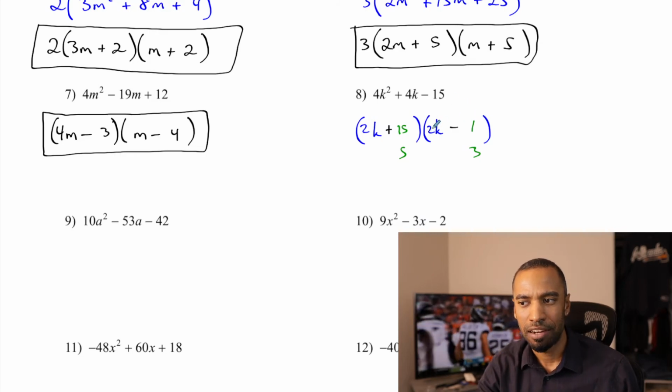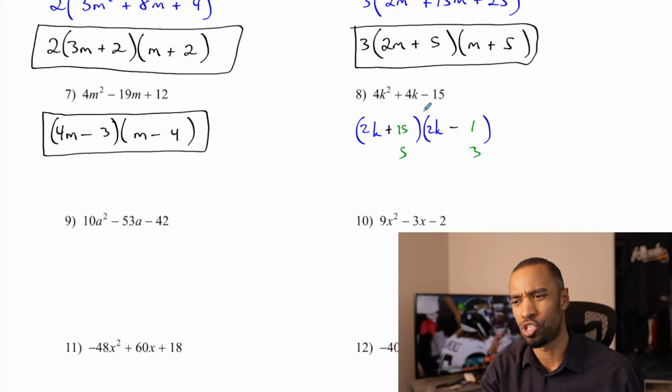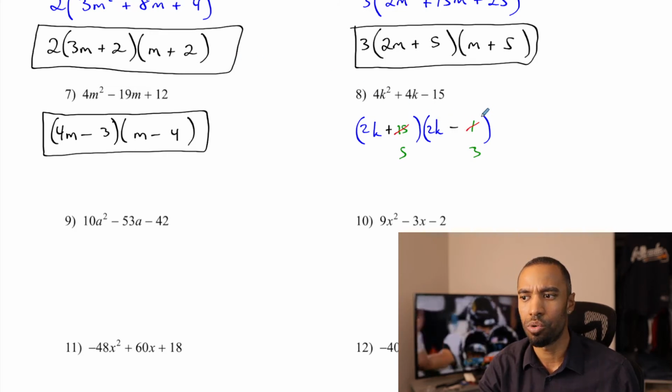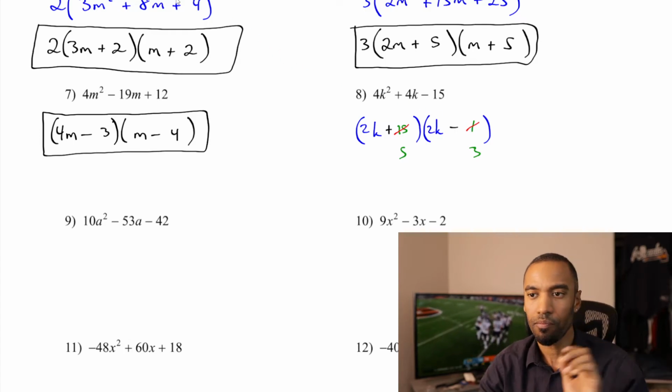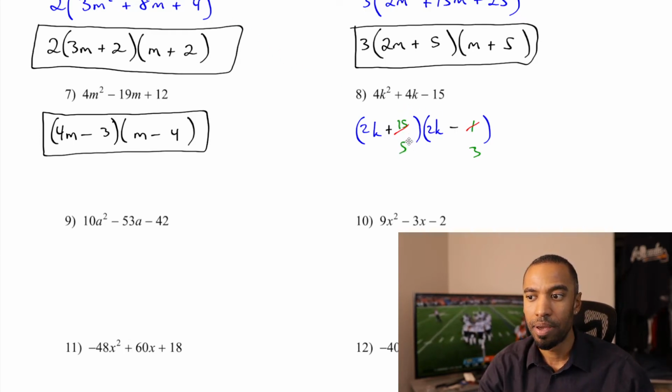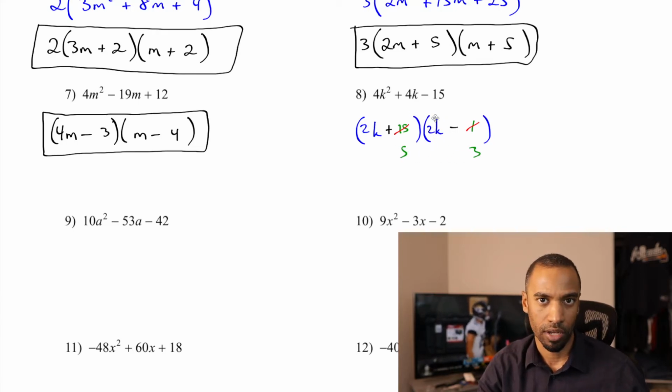2 times negative 1 is negative 2. 2 times 15 is 30. 30 minus 2 is 28. Way too big. It wasn't going to be this. So there was really only one thing I was going to bother trying to test first, and that was 5 and 3. Now, this might not be the answer because I might have to switch the signs, but I do know that if it's going to work, it's going to be with this 5 and 3.